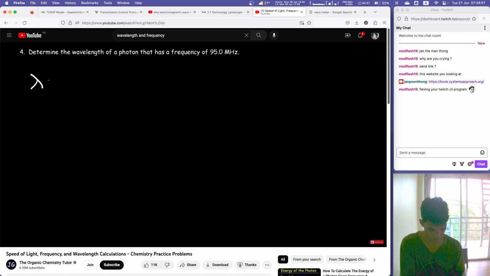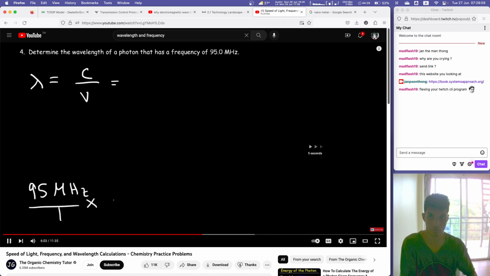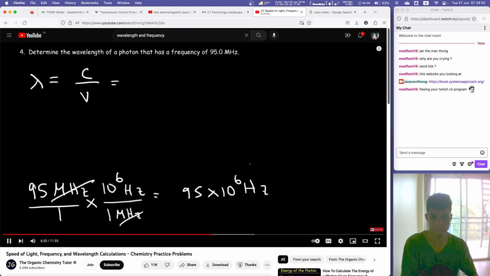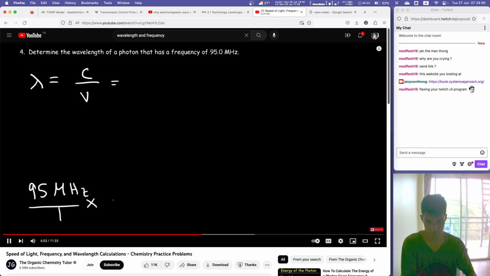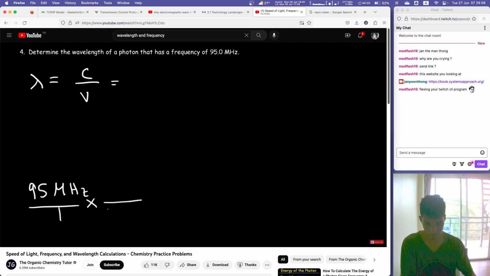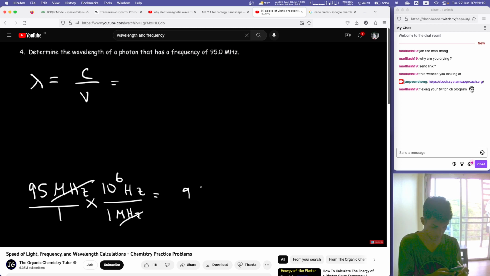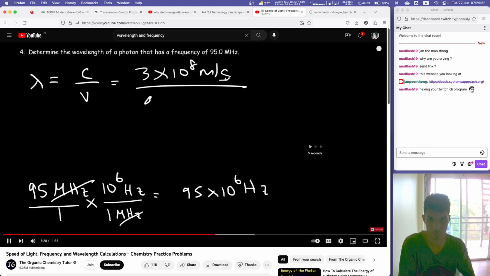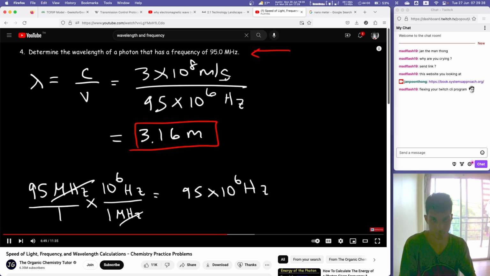So to calculate the wavelength, we know it's the speed of light divided by the frequency. The frequency is 95 megahertz. A megahertz is basically a million hertz. Mega represents 10 to the 6. So what we have now is 95 times 10 to the 6 hertz. So that's the frequency, now that we changed the unit.